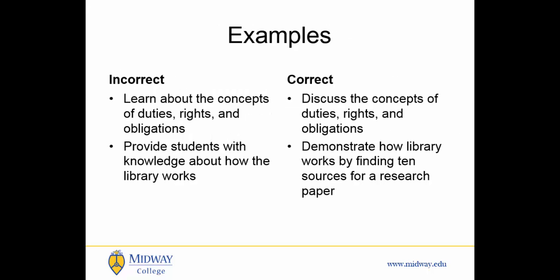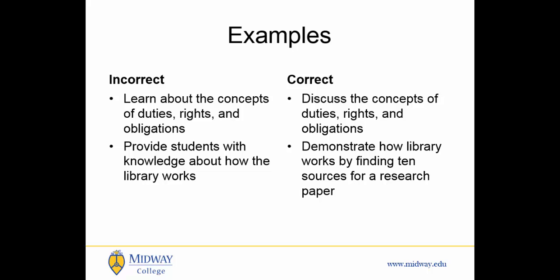Here are some examples of incorrect and correctly written outcomes or objectives. Why is the first example incorrect? Learn about the concepts of duties, rights, and obligations. If outcomes and objectives are to be measurable, then how do you measure student learning? Better yet, how does this inform the student how they will be measured? A better way to do this is to include the word discussed.